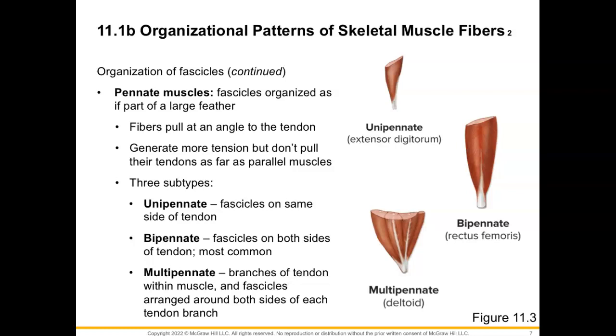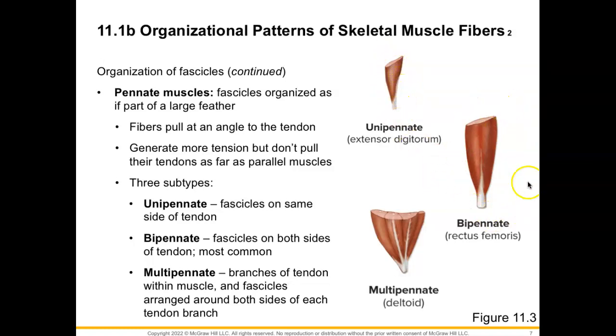So we've got three subtypes. We have our unipennate, bipennate, and multi-pennate. Our unipennate is going to be when our fascicles are on the same side of that tendon. So a good example of this would be our extensor digitorum muscle, where we see all of those muscle fibers kind of inserting along that tendon.